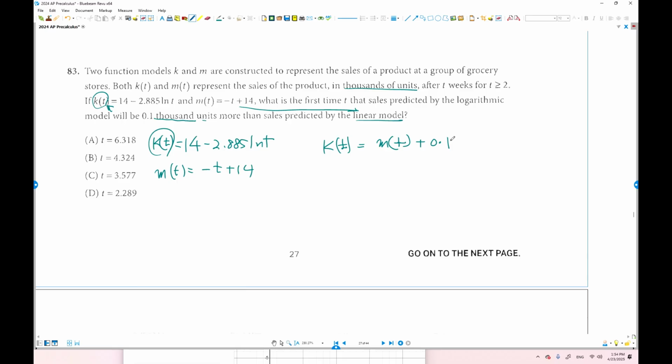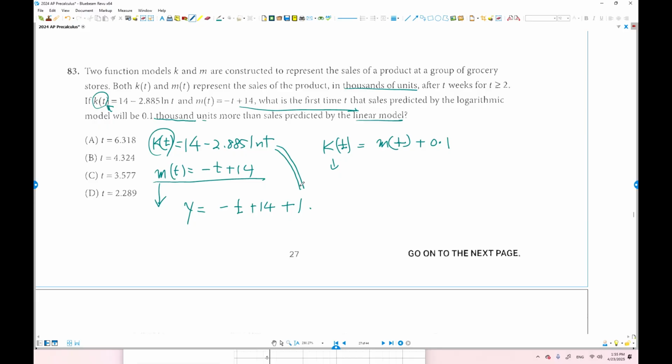How do we solve this algebraically? It takes time. We had better use the graph and find the intersection. K of t is what we already got over here, and M of t plus 1 uses the new model: negative t plus 14, and plus 1. That must be equal to this one.